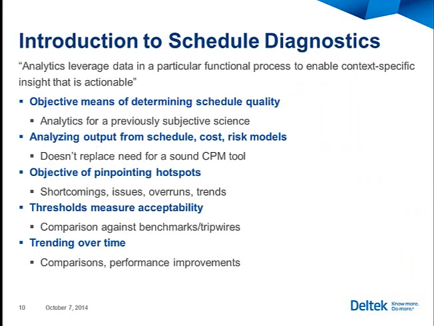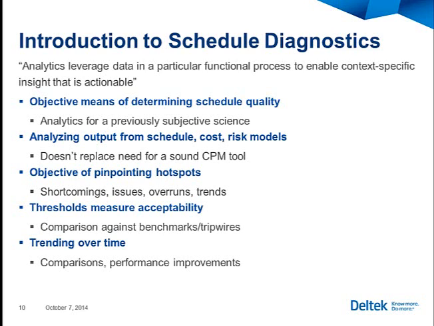Let's talk about a better way, employing qualitative and quantitative schedule diagnostics so that we don't have to stare at the Gantt chart. We have the system staring at the Gantt chart for us, but it's using objective means, things that it can calculate and look at to determine the quality of our schedule. It can analyze the outputs from the schedule, cost and risk models.